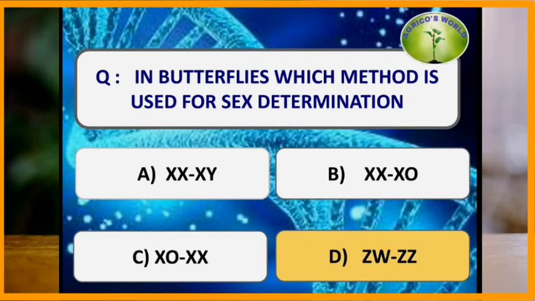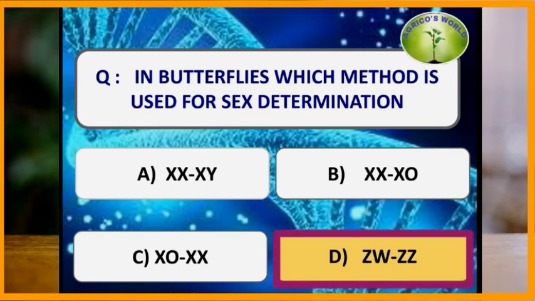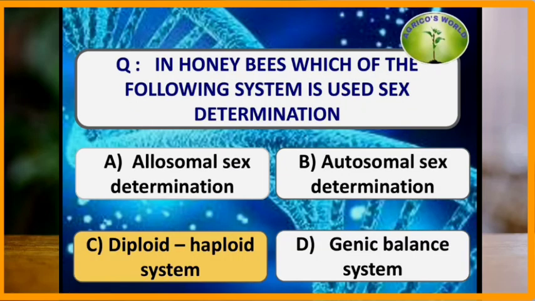In butterflies, which method is used for sex determination? In butterflies, ZW-ZZ system is used for sex determination. In honeybees, which of the following system is used for sex determination? In honeybees, diplohaploid system is used for sex determination.